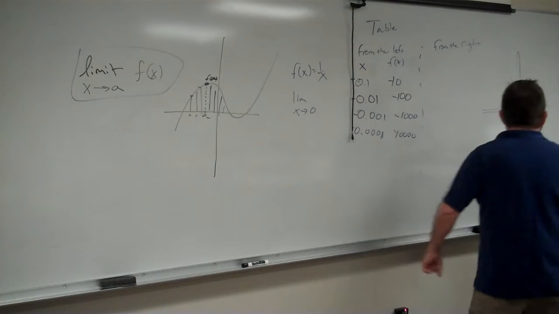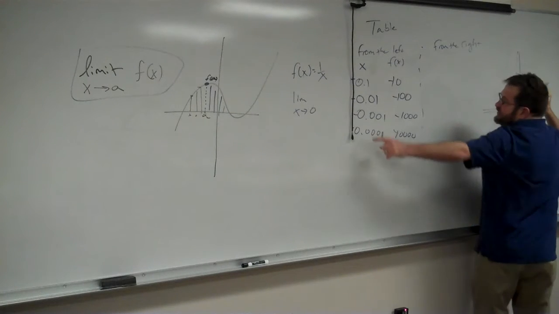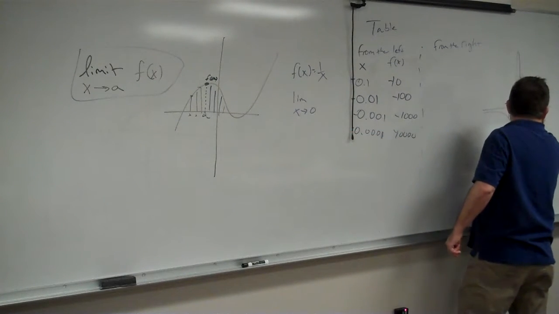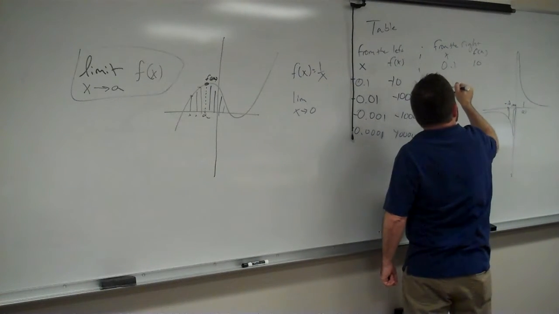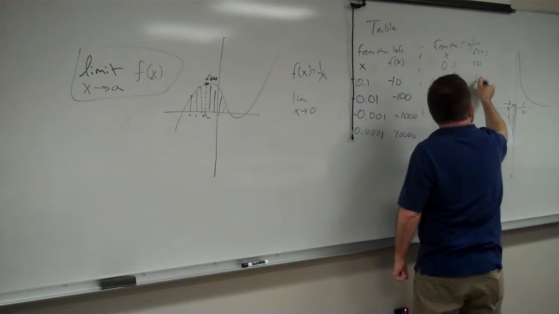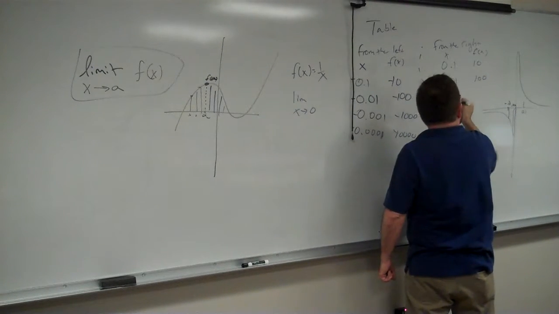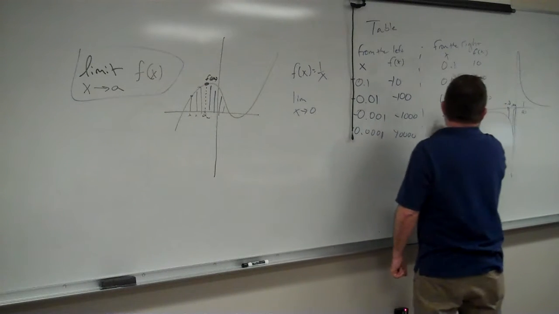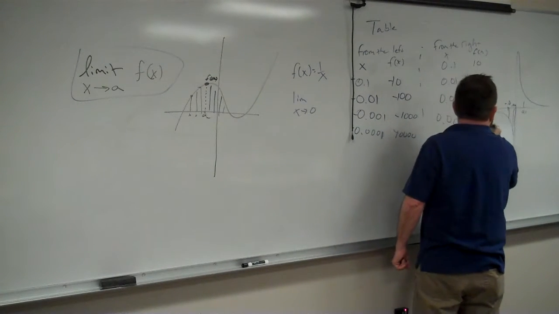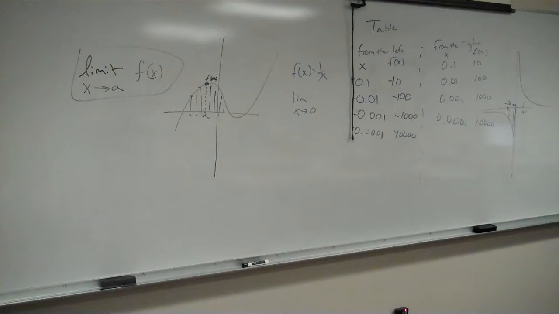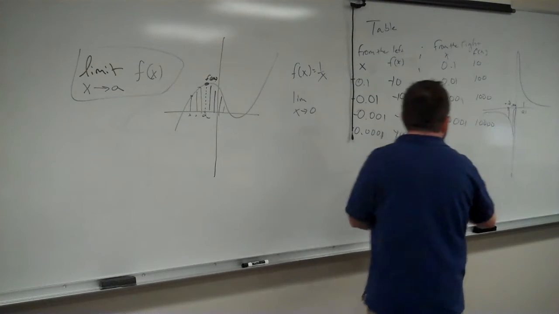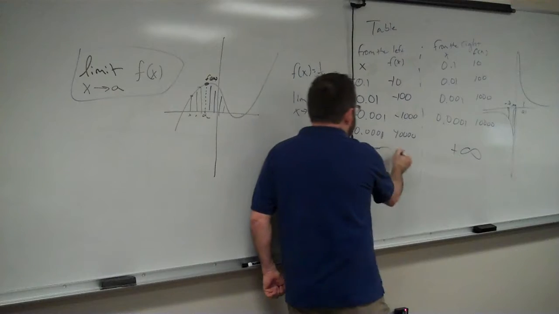Then do the same thing on the right. Start with a number bigger than that value you're supposed to be approaching, maybe 0.1, and compute its f of x. And then do the same thing for closer. And then do the same thing for even closer. And again, you can see what's happening. The closer and closer we get to 0, now coming from the right, it's also blowing up, but in the opposite direction. It's blowing up towards positive infinity. This one was blowing up towards negative infinity.